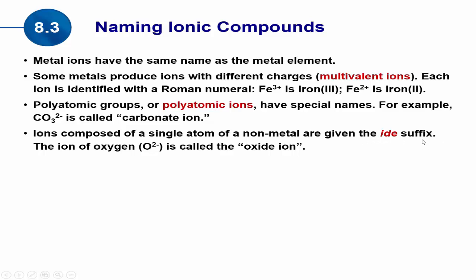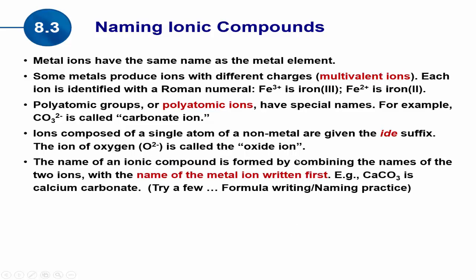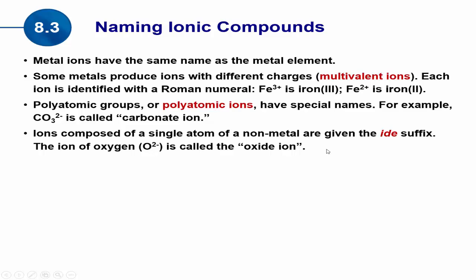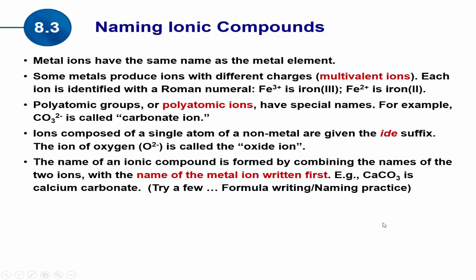Ions composed of a single atom of a nonmetal, again like chlorine, are given the ending "ide" suffix. That's what the ending means. So the ion of oxygen is called oxide. By the way, people often get confused with what we would call nitrogen if it's the end of a compound. It'd be nitride. If it was phosphorus, it'd be phosphide. If it was oxygen, it'd be oxide.